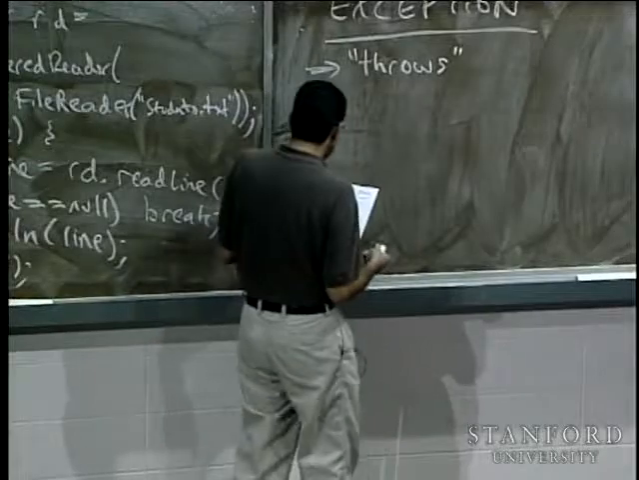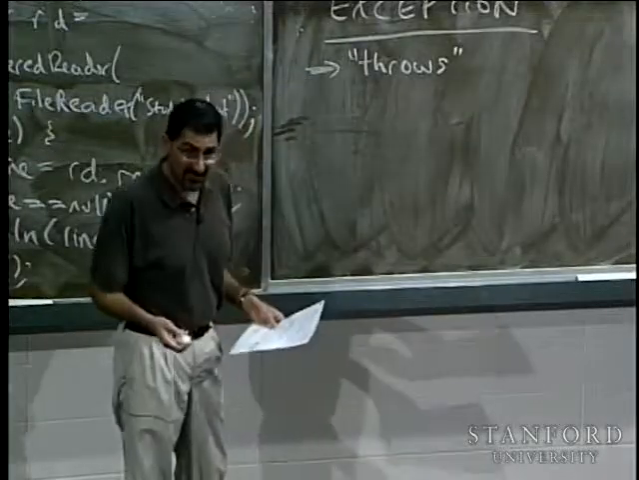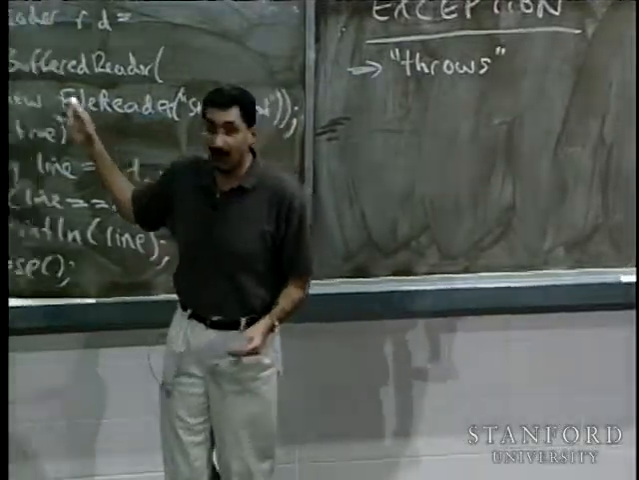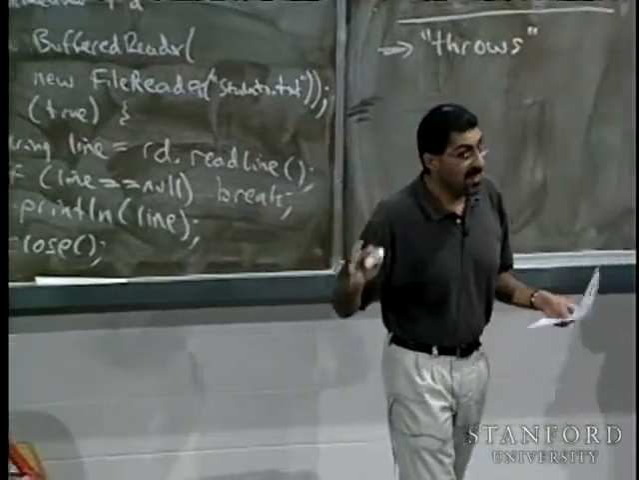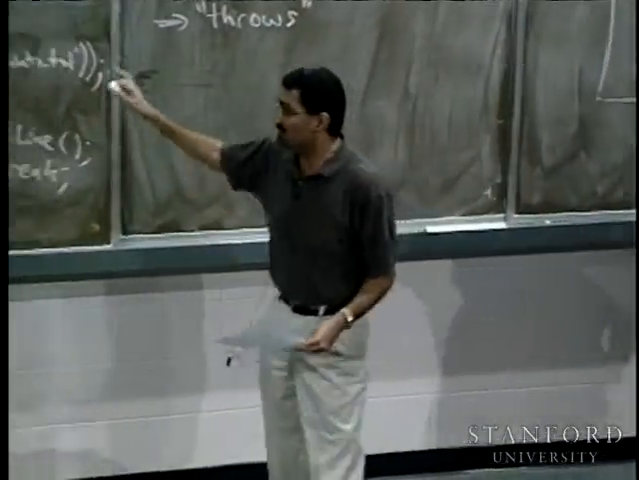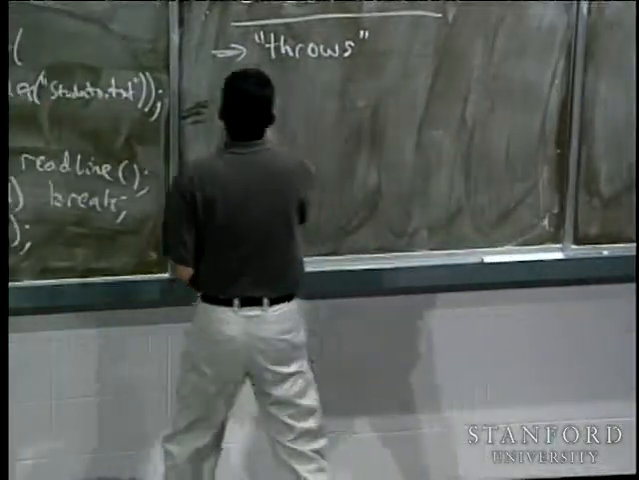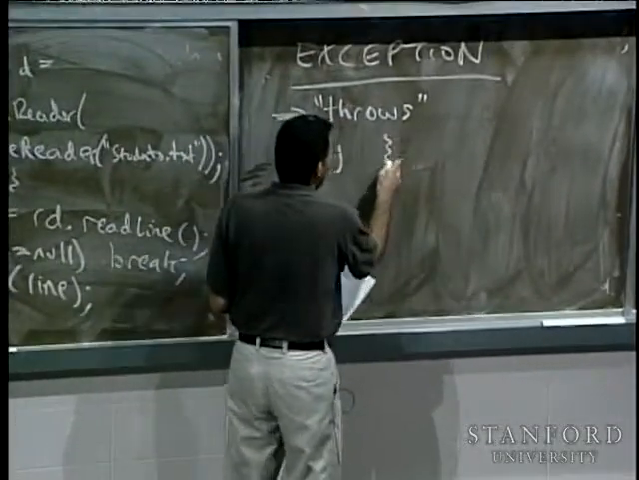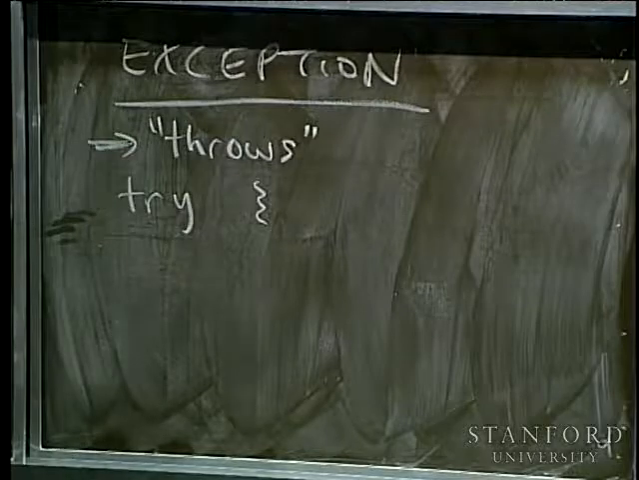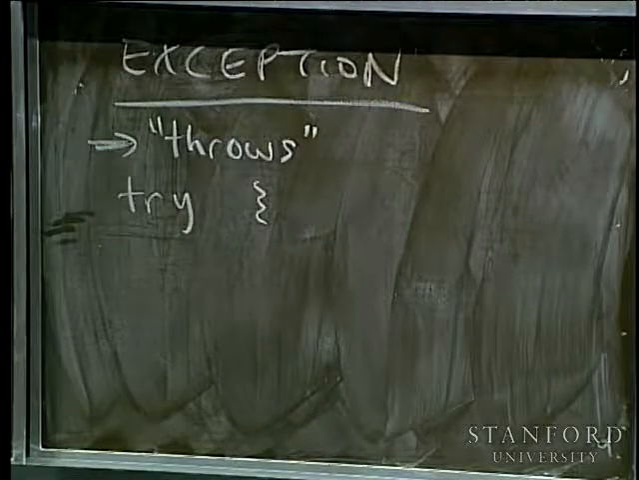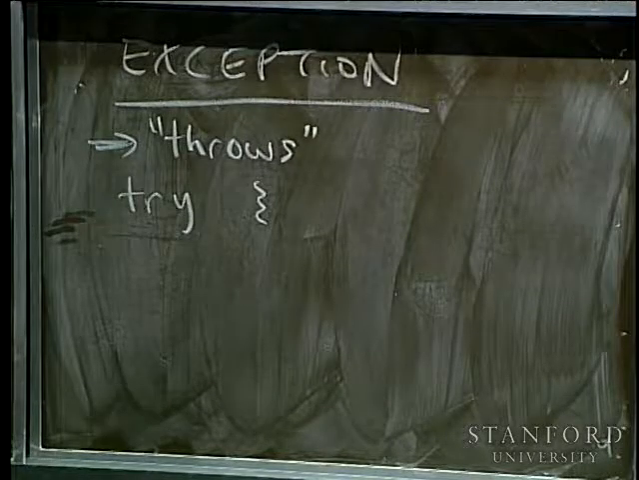Okay? So how do you actually catch an exception? Or how do you tell the computer, I'm going to do something that may involve an exception? You need to set it up and let the computer know. The way you say that is you say try. I want you to try something. This thing may throw an exception, so be prepared, but I want you to try it.